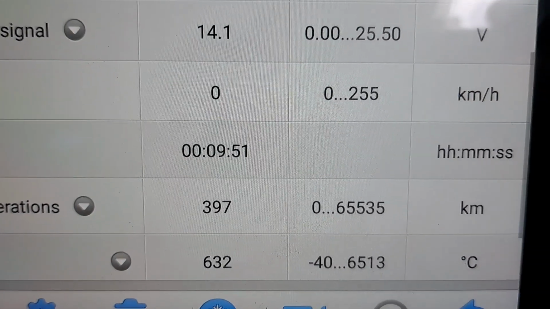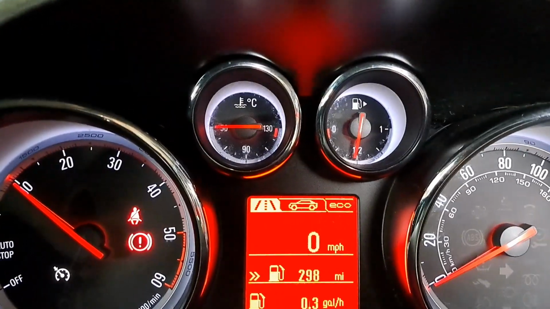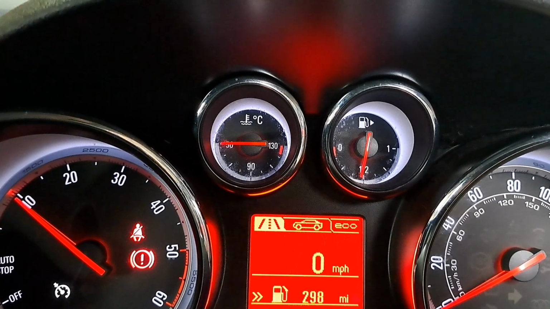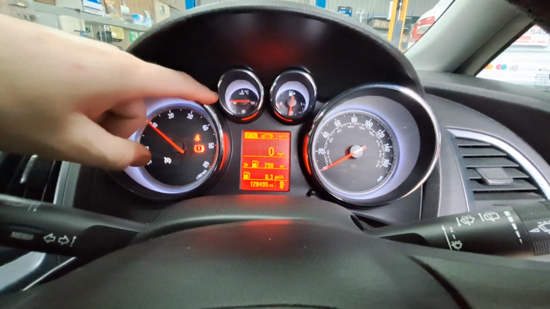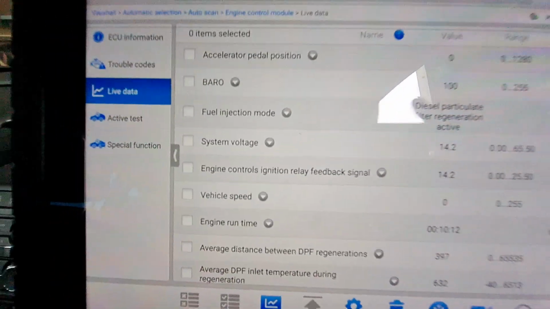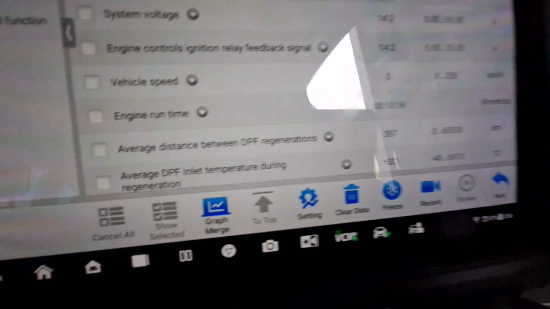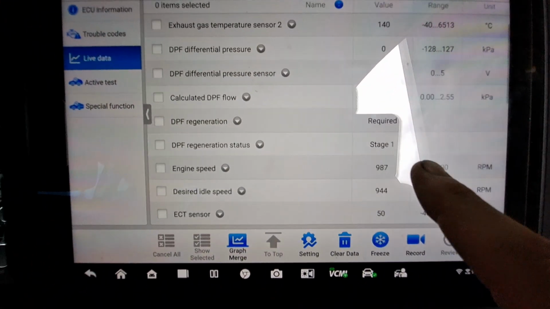So this thing's been running 9 minutes. We're not even warm. Not even, yeah. So temperature has hardly moved off the stop. I haven't asked it to do a regen. It hasn't been commanded to do a regen in any way, shape or form. Yet we are in stage one.